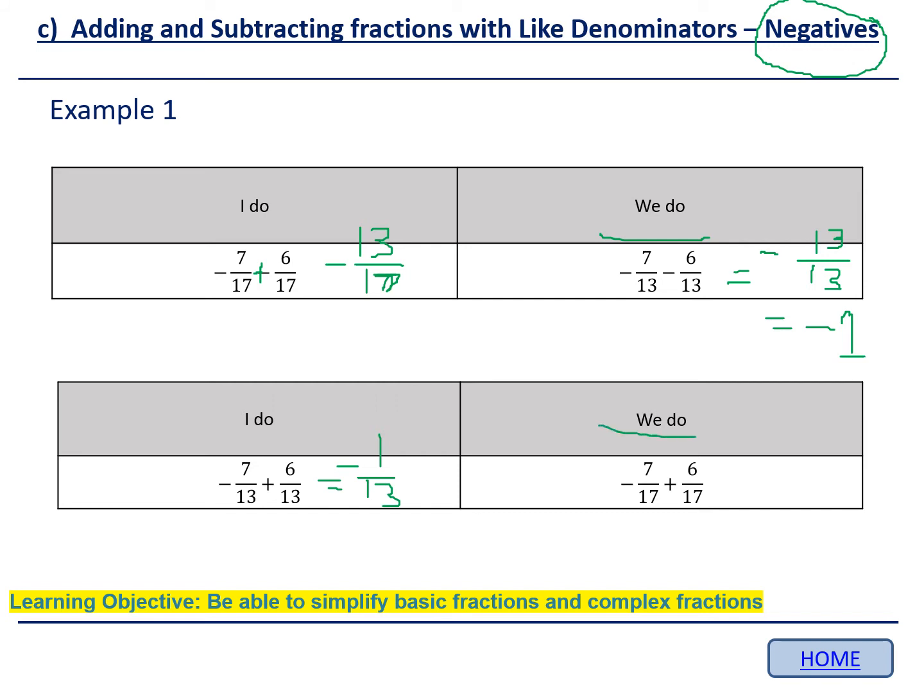Now your turn to have a go at the we do. If you checked correctly, we had another addition here, like this I do. So we plus the 6 over 17 onto the minus 7 over 17, and we end up with minus 1 over 17. So well done if you got that right.